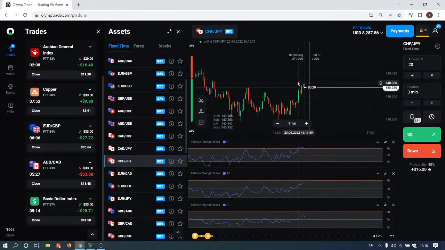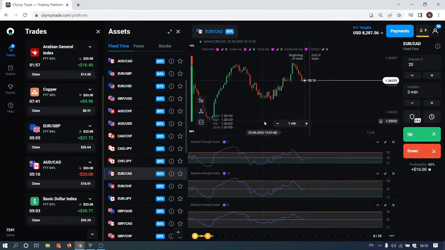So I don't really want to use this signal because we are only overbought on just one of the 3 RSIs. So yeah, I think I'd rather skip this one.